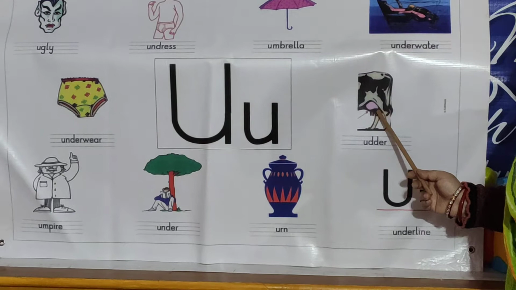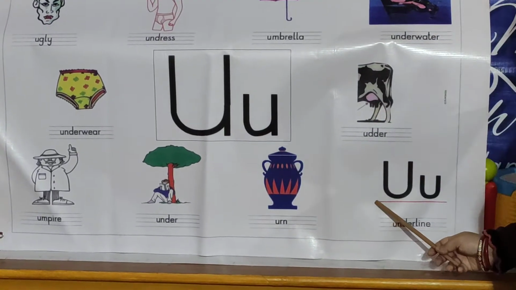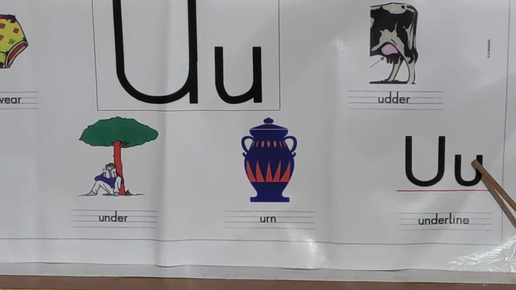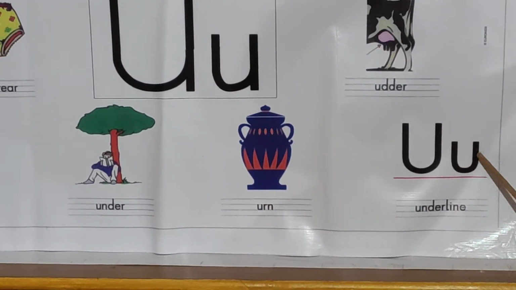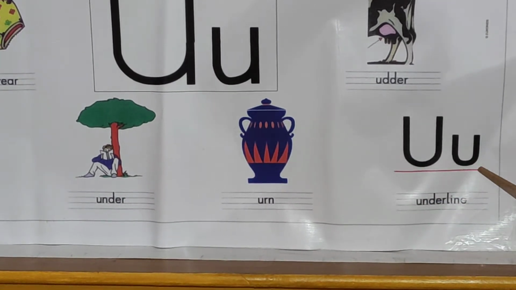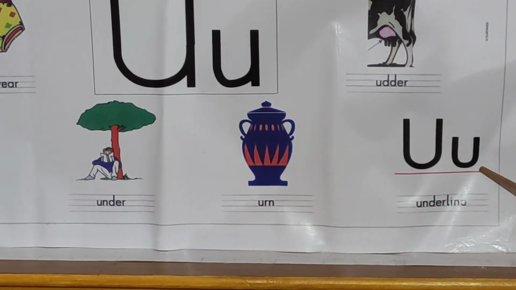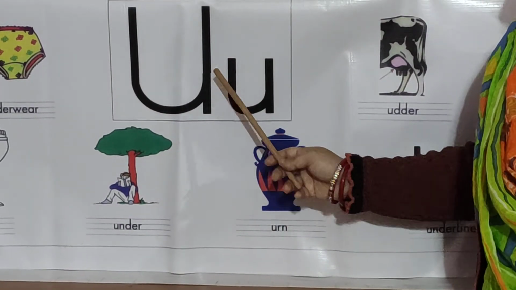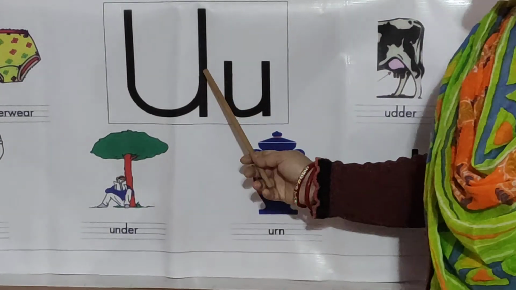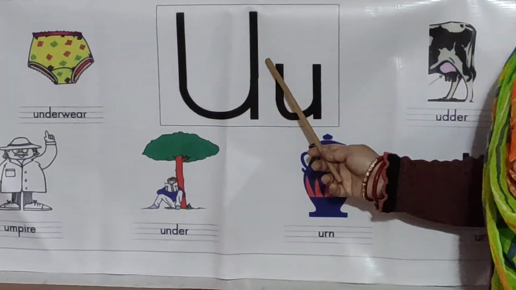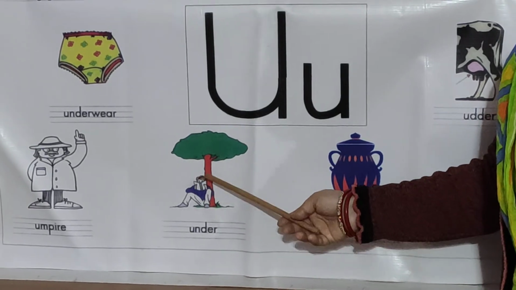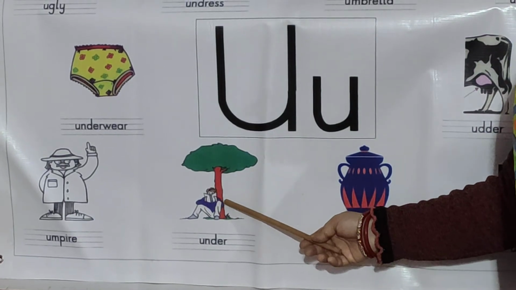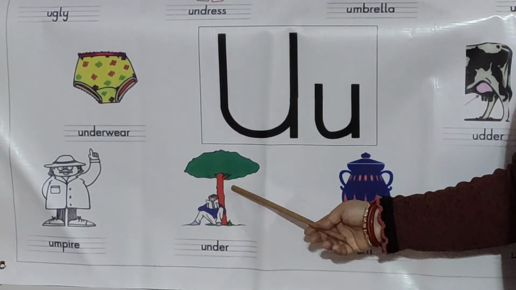And U for underline. Look here, the uppercase U and lowercase u have been underlined. So children, U for underline, and U for un, and U for under. The boy is sitting under the tree. Where is the boy sitting? The boy is sitting under the tree.